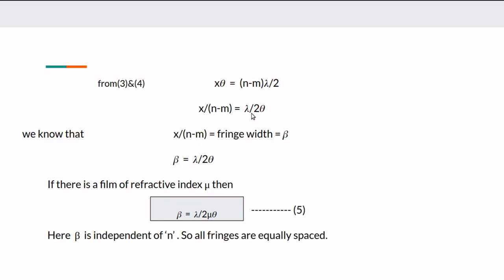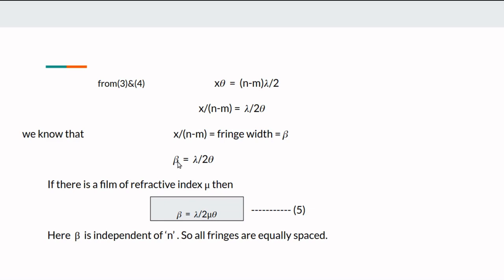Beta is equal to lambda by 2 theta, where lambda is the wavelength of the monochromatic light used and theta is the angle of the wedge. If lambda is known, theta can be calculated by measuring beta.